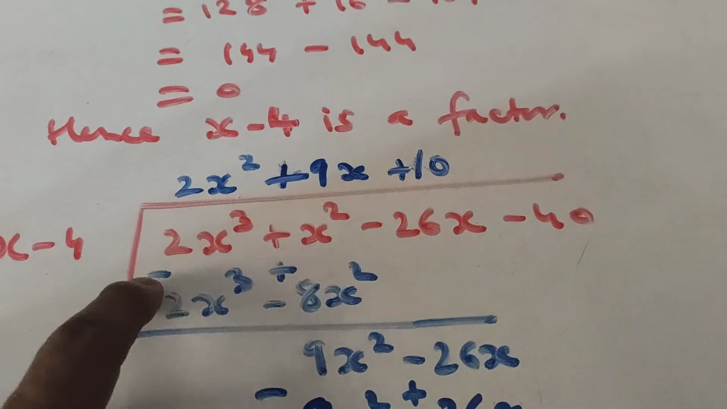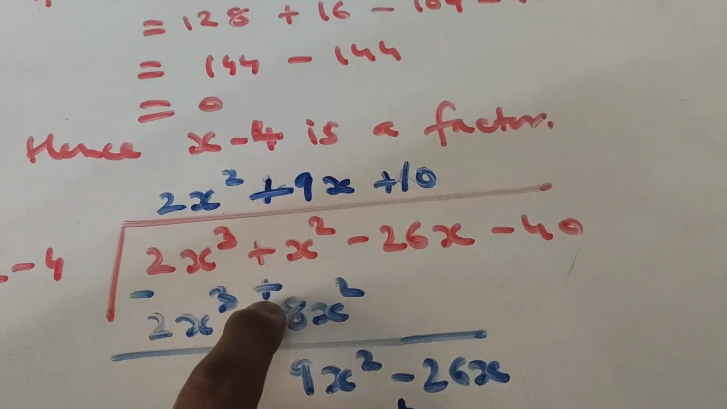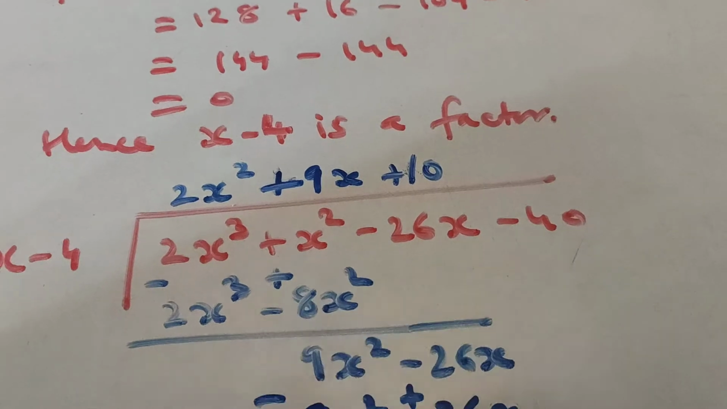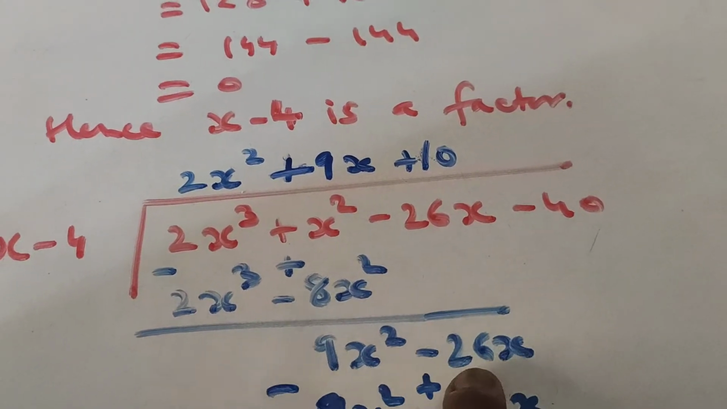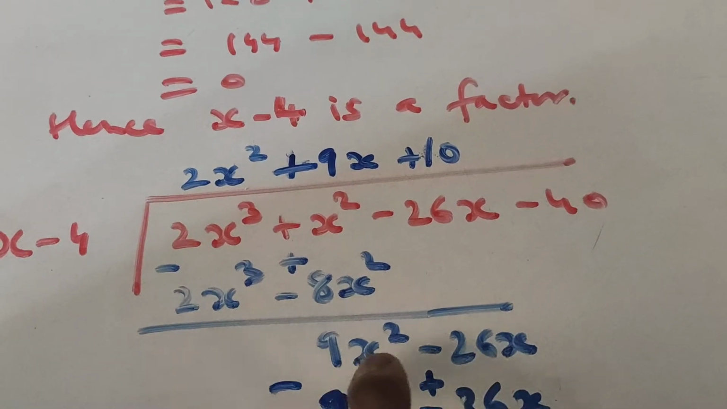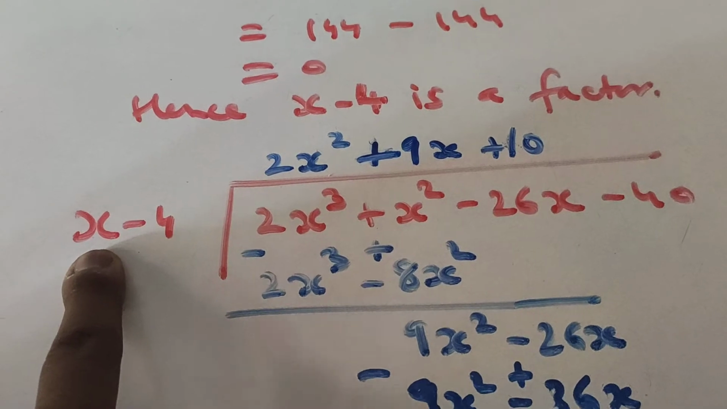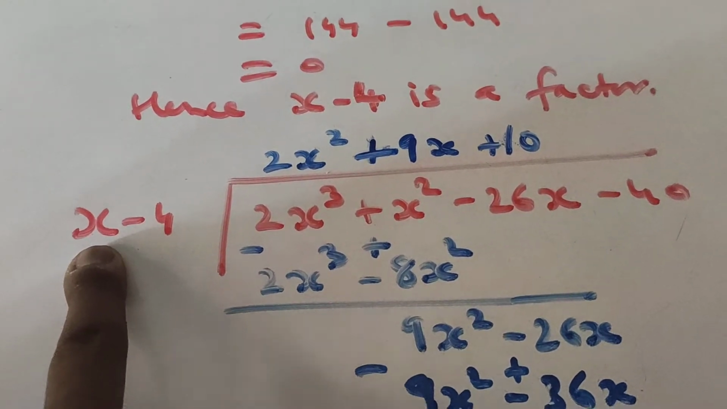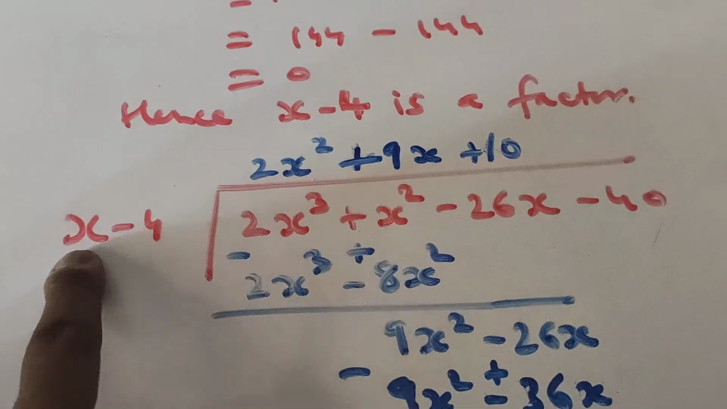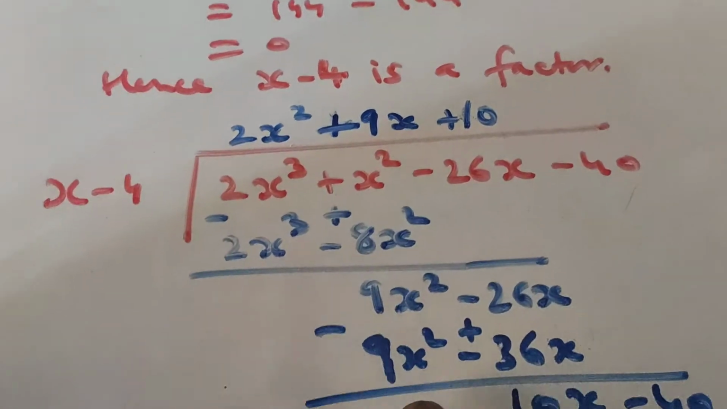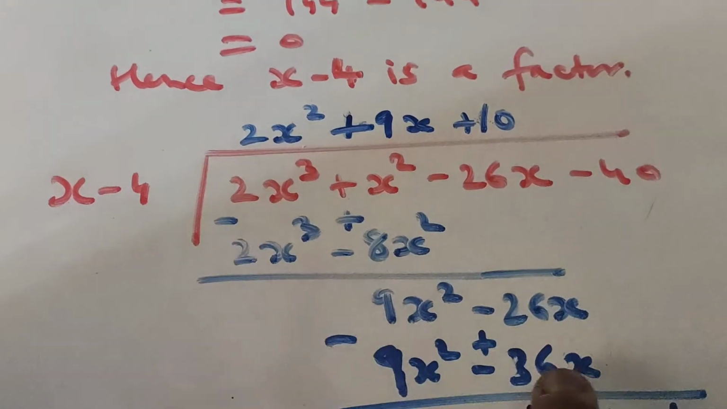In division we do minus, so the two terms cancel, minus becomes plus, so the new sign is plus. So x square plus 8x square becomes 9x square. From the above expression, minus 26x comes down, so it becomes 9x square minus 26x. Now in this we have x, and I require to make it 9x square. So what can I do? I have to multiply this x with 9x. So x multiplied by 9x gives me 9x square. 9 multiplied by minus 4 gives me minus 36x.